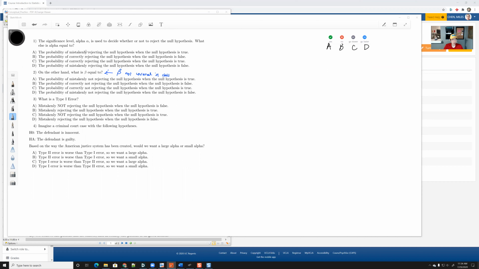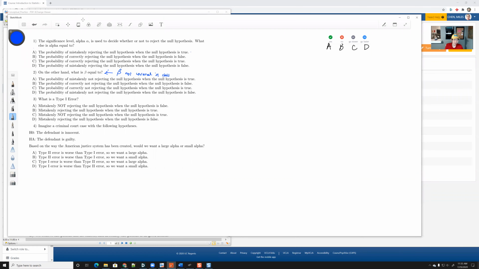So you've got: probability of mistakenly rejecting the null hypothesis when the null hypothesis is true; correctly rejecting the null when the null is false; correctly rejecting the null when the null is true; mistakenly rejecting the null when the null is false. Go ahead and put in your answers. What do you think? A, B, C, or D? All right, great. Yes, the answer is indeed A.